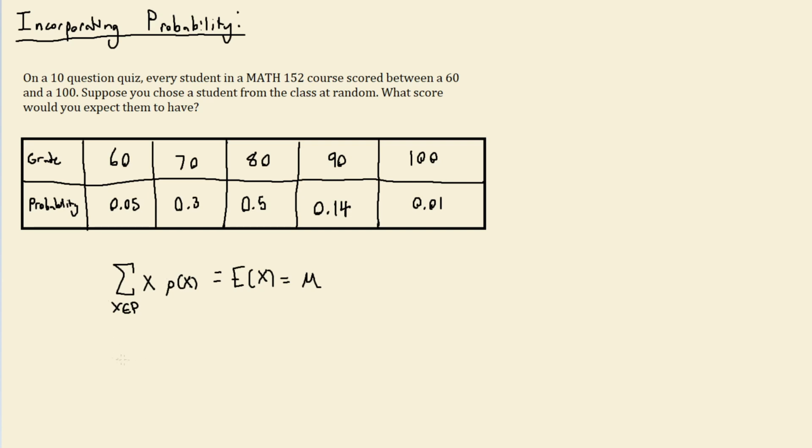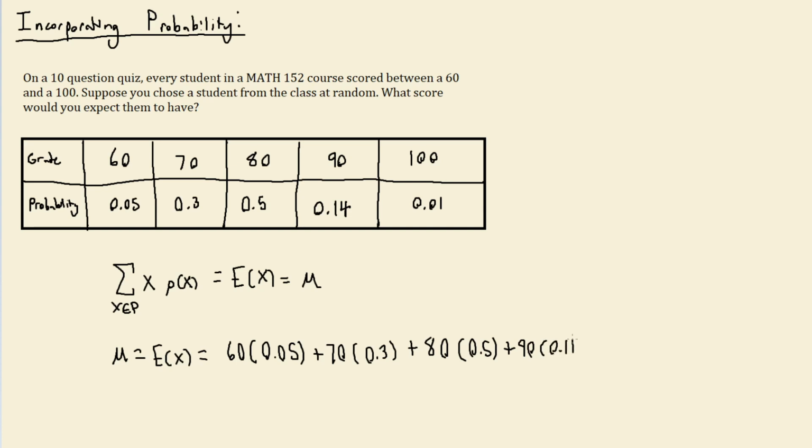And so carrying that out, we'll have that our mean, or our expected value for our grade, which is denoted by x, is going to equal 60 times the probability of getting a 60, about 5%, plus 70 times the probability of getting a 70, 30%, given by our table up here, plus a score of an 80, 0.5, plus a 90 times 0.14, plus 100 times 0.01.